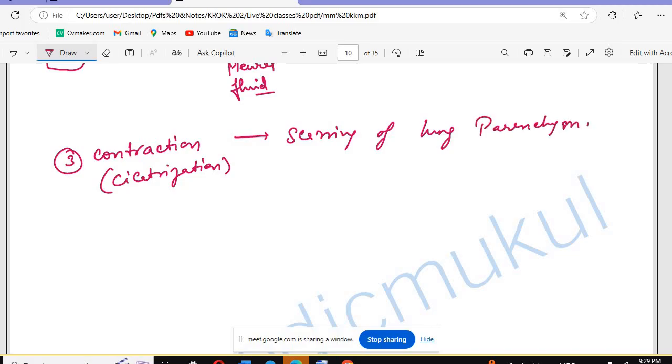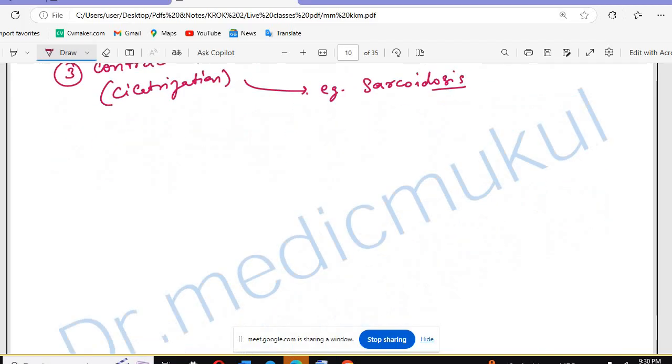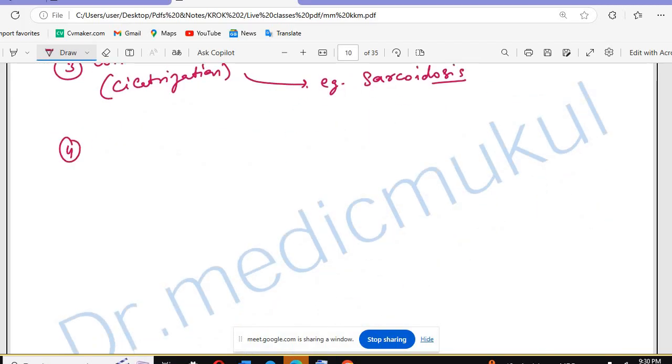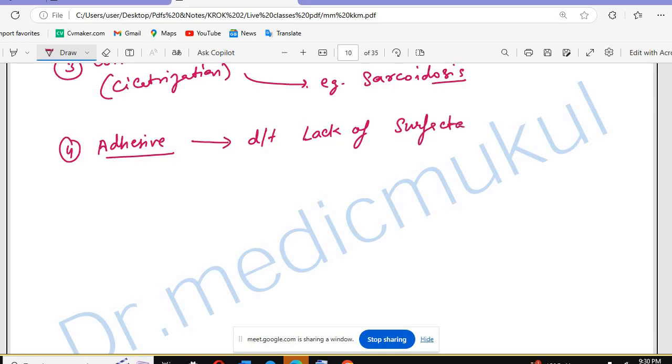The contraction can occur due to sarcoidosis. Because of the scarring of the lung parenchyma, it will distort the alveoli. That's why it will cause the collapse of the lungs or the collapse of the alveoli. Fourth is the adhesive cause. Adhesive here, in the lungs, relates to the surfactant. Due to lack of surfactant, what you are going to see is adhesive atelectasis.